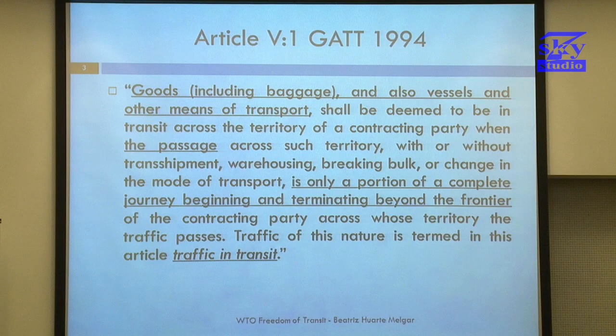Well, Article 5 of the GATT is divided into 7 paragraphs. Paragraph 1, as you can see here, defines the concept of traffic in transit as goods and means of transport that are in transit when the passage is the only portion of a complete journey beginning and terminating beyond the frontier of a contracting party.